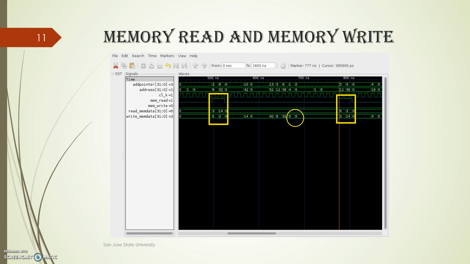In the memory read and the memory write stage, we can see here that whenever the memory signal is 1, the data is read from the memory as well as written into the memory. So after the data is read here in the cycle, in the next cycle it is written to the memory, and this goes on whenever the memory read is 1.